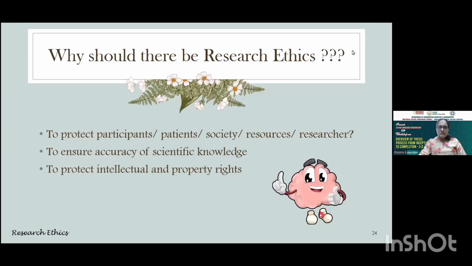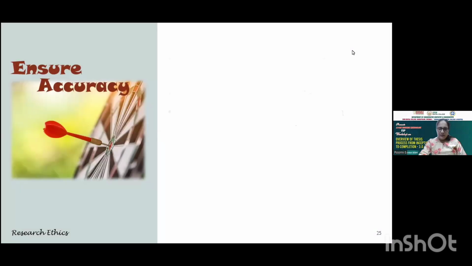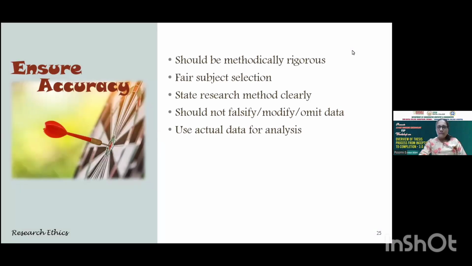So coming to the second point, why should there be research ethics? It is to ensure accuracy of scientific knowledge. So when we say scientific knowledge accuracy, what do we mean by that? The study should be methodically rigorous and there should be a very fair subject selection. You should state the research method clearly. You should never falsify, modify, or omit any data. Use actual data for analysis.